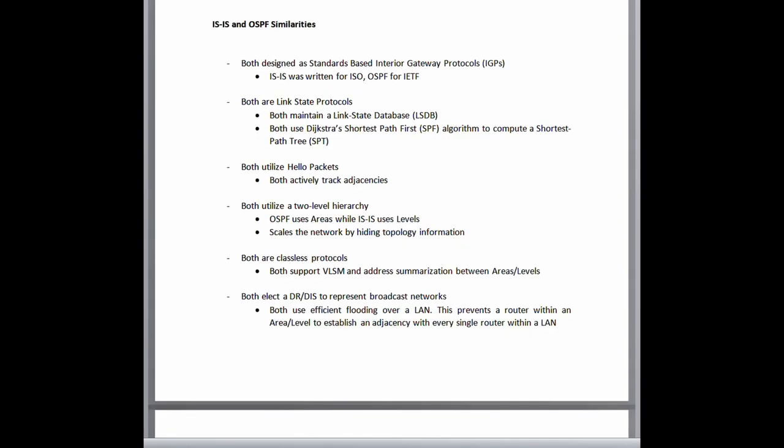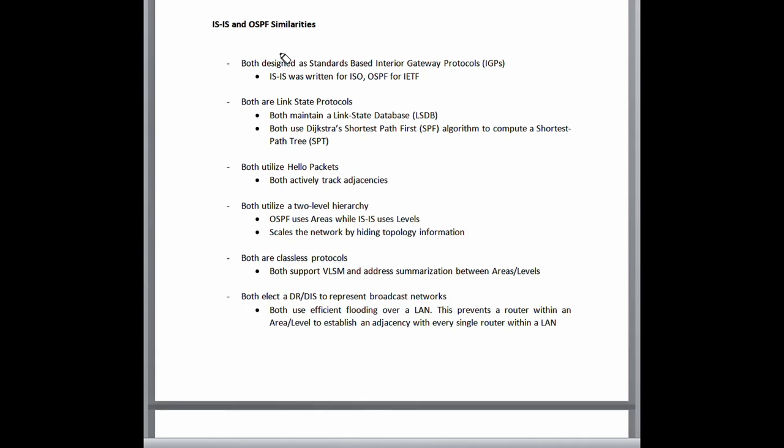So friends, before we conclude this video, let's quickly discuss some of the similarities and differences between the ISIS and OSPF routing protocols. If we check the similarities first, the first similarity is that both are designed as standards-based IGPs. So they are vendor neutral and they support all the hardware vendors out there. Just that ISIS was written for ISO, whereas OSPF was written for the IETF.